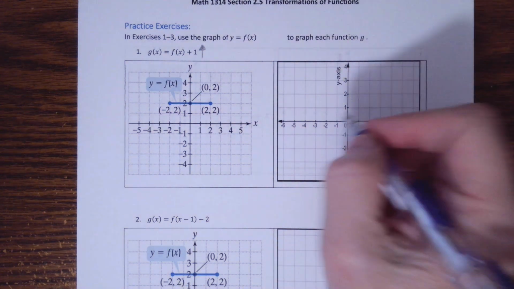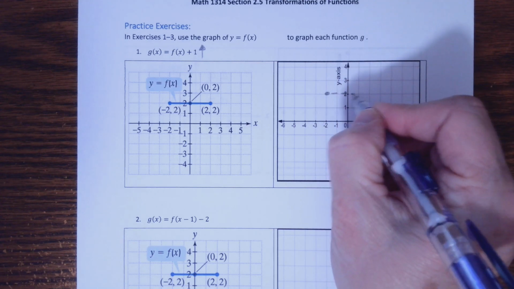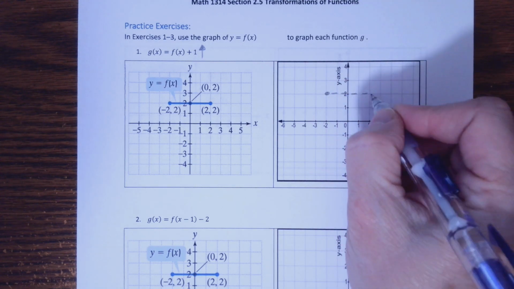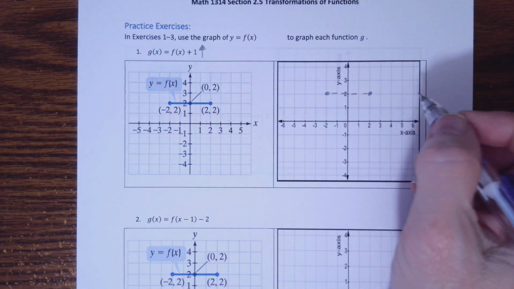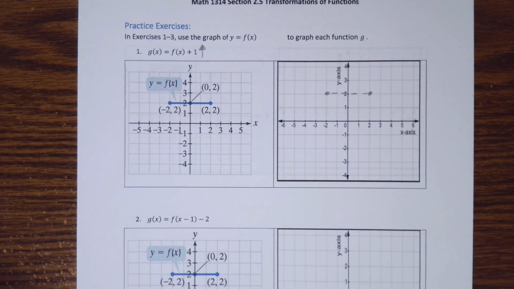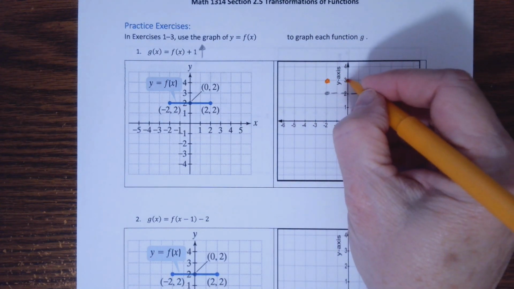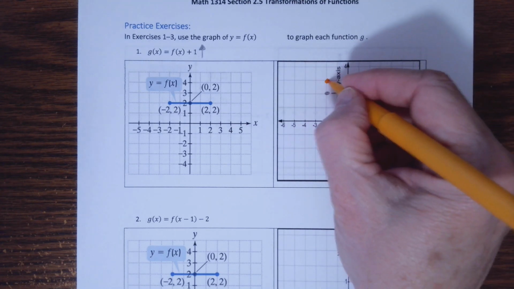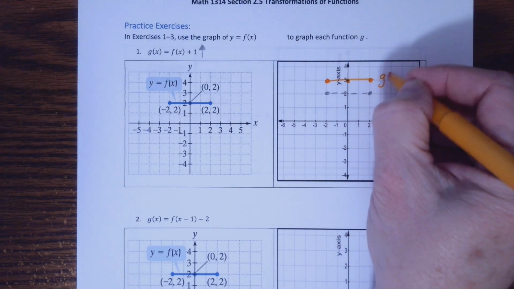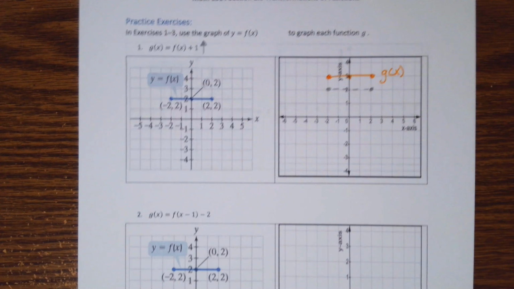So I'm going to draw our function right here. And what we're going to do is we're going to take each one of these points and we're going to raise it up by 1. So we're going to go up by 1, up by 1, up by 1. Connect the dots, and this is our new g of x. All right. So let's look at our next graph. So that's our first transformation.